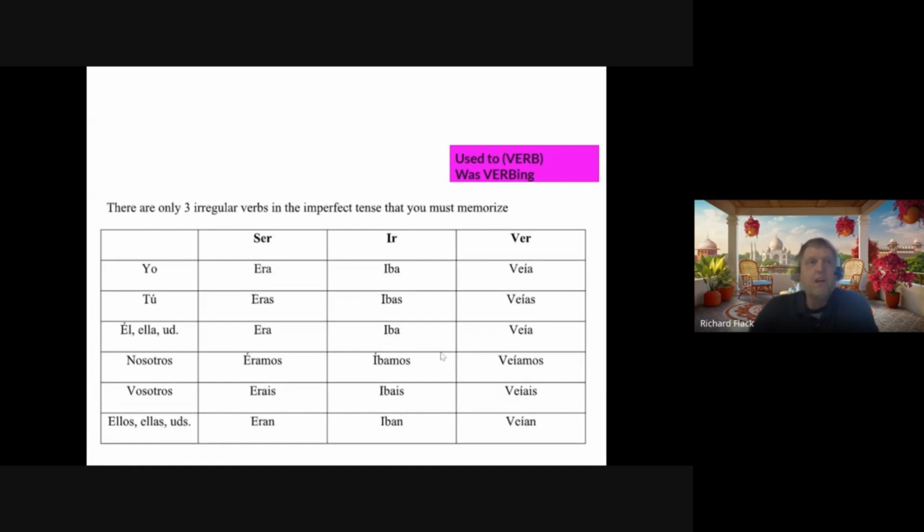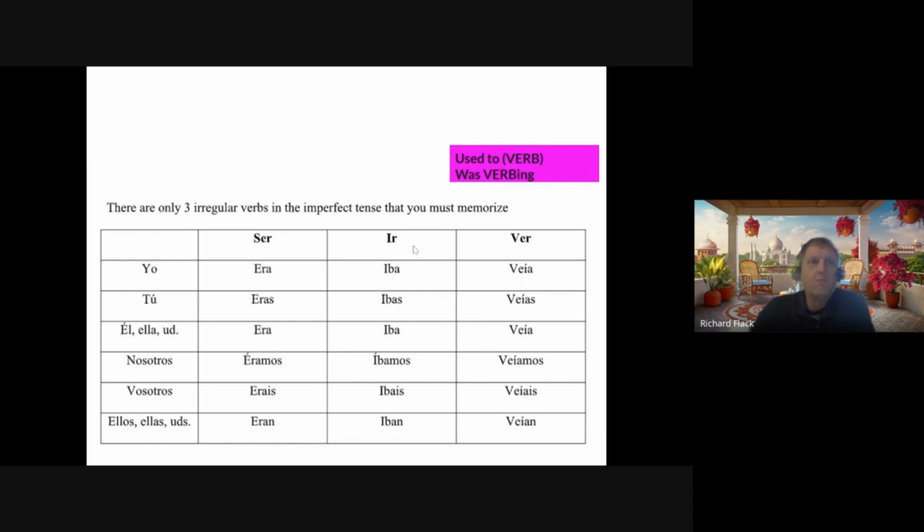And the really cool thing is at the bottom of your page, down here at the bottom, sorry, green screen not working very good. Can't see. Here at the bottom, you have the same chart. These are the only irregulars. There's only 3. As always, you must memorize your irregular verbs, but with only 3, it should be pretty easy to do. So we've got the verb ser, which means to be. Era, eras, era, éramos, erais, eran. Again, tilde on the nosotros.